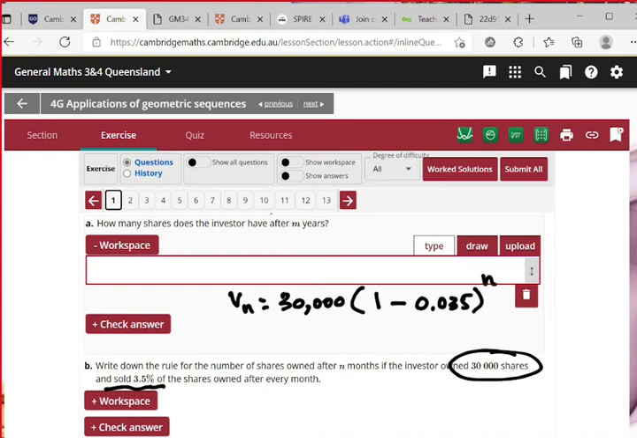We don't know the time there. Okay, so we would be able to simplify this, so just do the math there, and then that's the best you can do. So the formula would be V sub n equals 30,000 times 1 minus that.